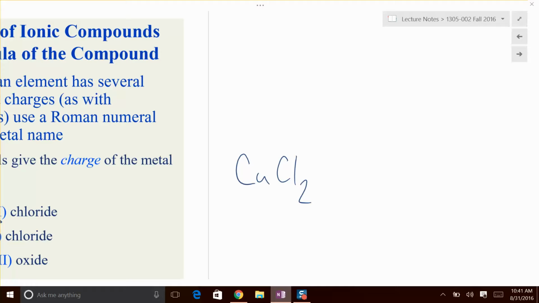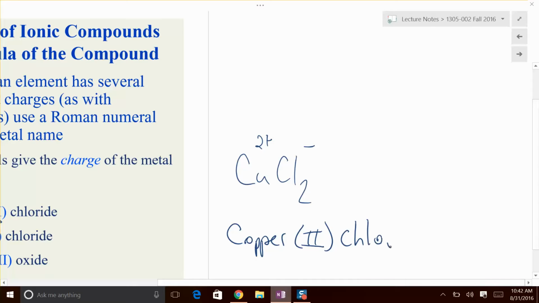Okay? What if I gave you that and I asked you to tell me the name of it? How are you going to name it? It's copper. It's a transition metal. What's the name of it? Good. So the copper has a 2 positive charge. Each chlorine has a -1 charge. So this is copper 2 chloride.